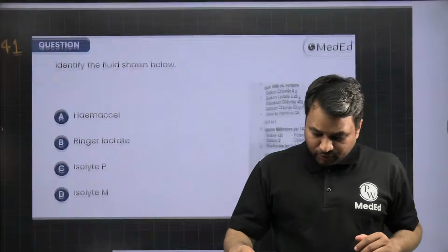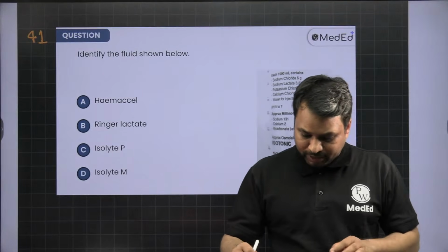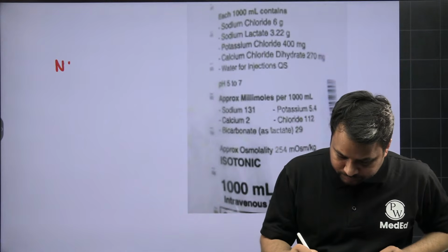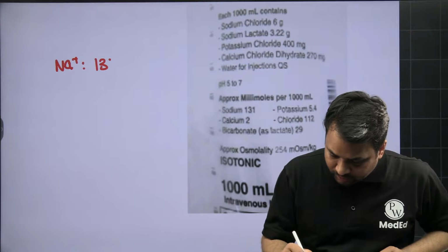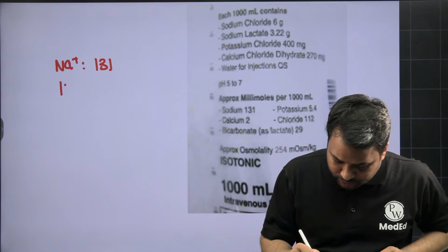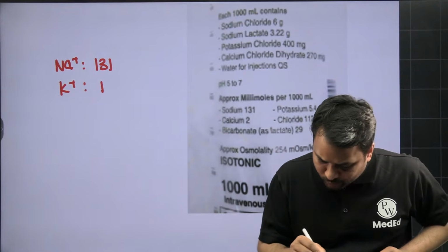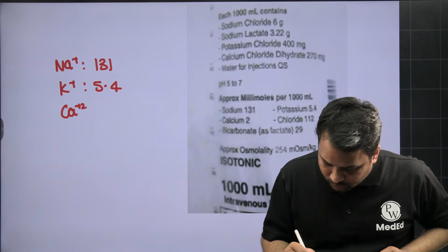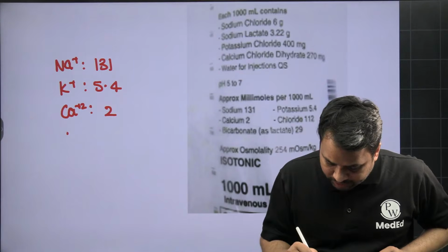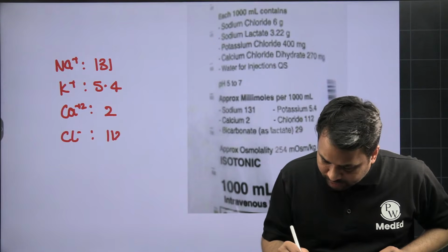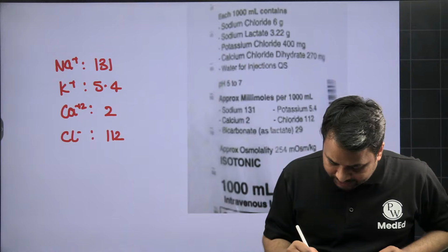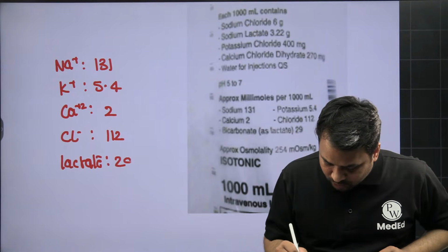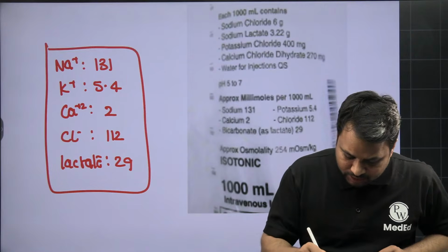We're going to question number 41. Identify the fluid shown below. So what do you have? I have sodium of 131, potassium of 5.4, calcium of 2, chloride of 112, lactate of 29. And this can only be seen in Ringer lactate solution.